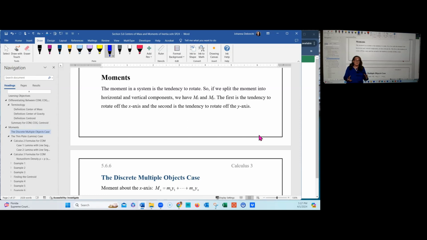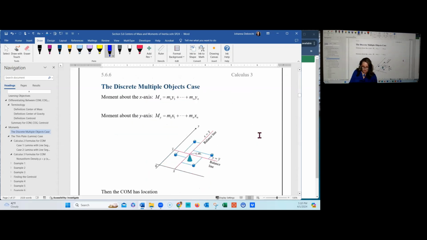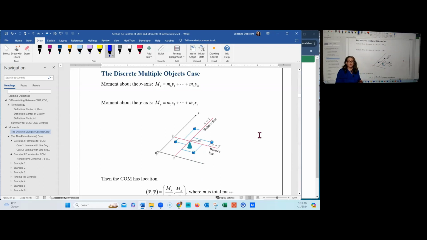So uppercase M sub X, the moment with respect to X, is the tendency to rotate off the horizontal axis. So if you have some object right here and it rotates off X, what's actually changing is the Y value, oddly enough. So when you rotate off X, what's changing is Y. Now, if you talk about the moment with respect to Y, then you're talking about the tendency to rotate off the vertical axis. But if you rotate off the vertical axis, what's actually changing is this distance here, which is actually X.